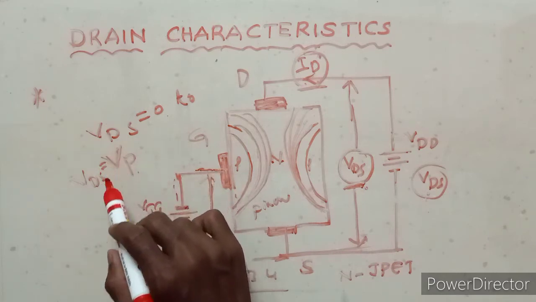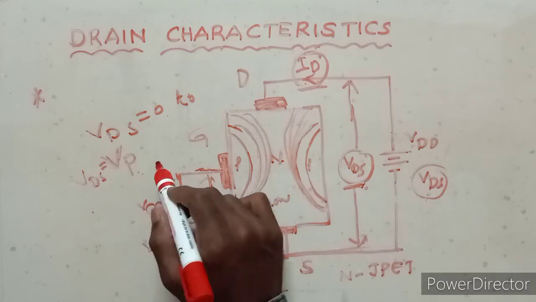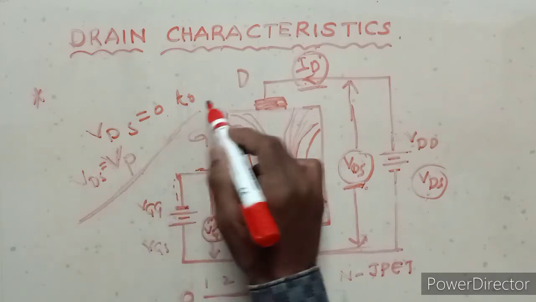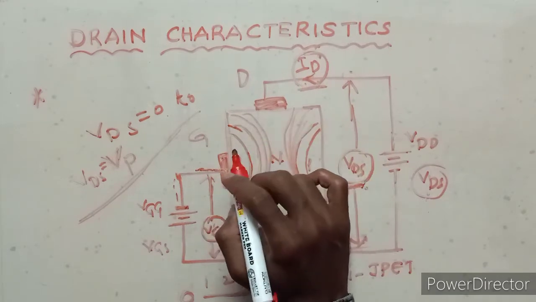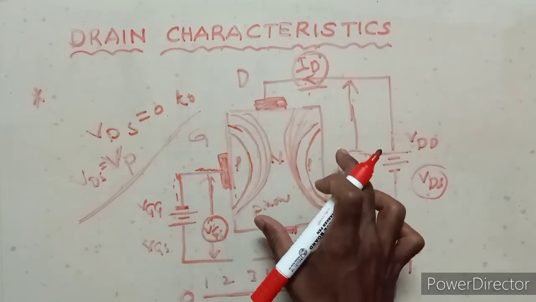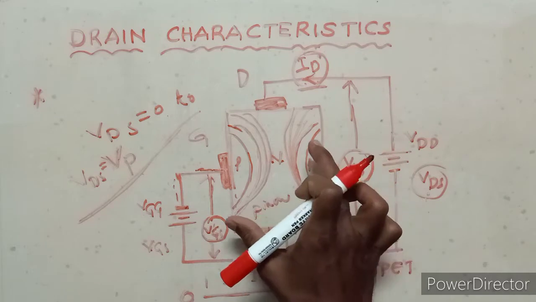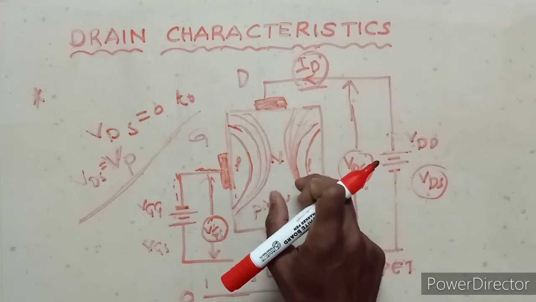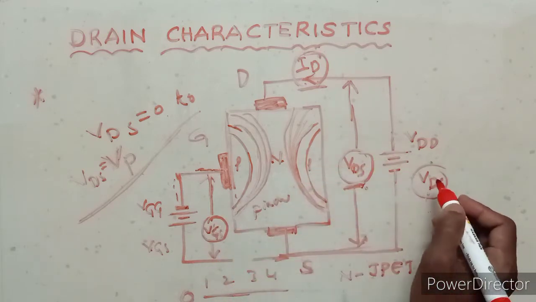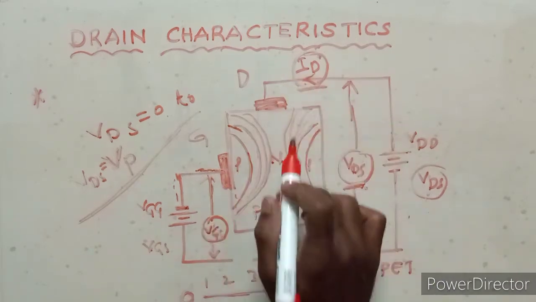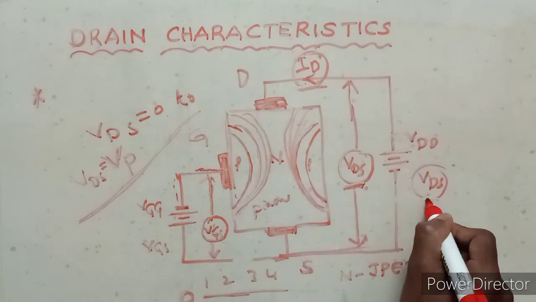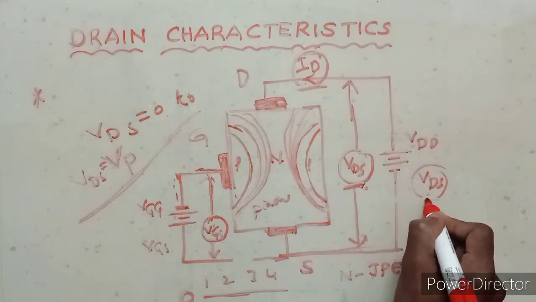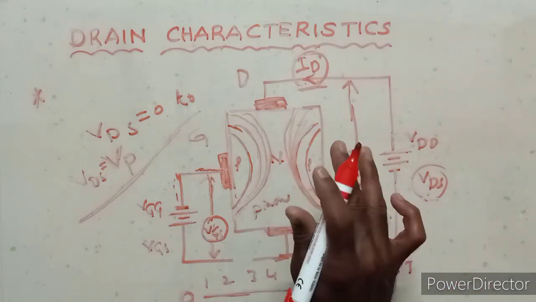that means the pinched off voltage, is called the ohmic region. So in this region, the JFET acts as a voltage variable resistor, a voltage dependent resistor, because the current depends upon this voltage. So this is the voltage variable resistor.